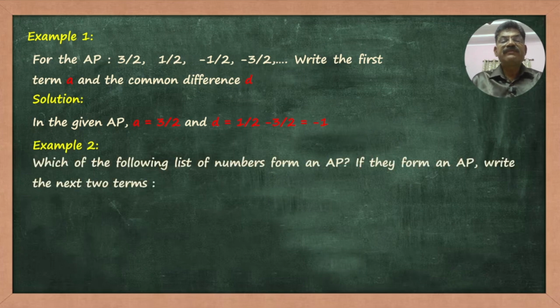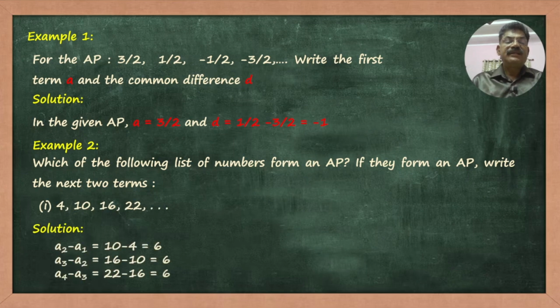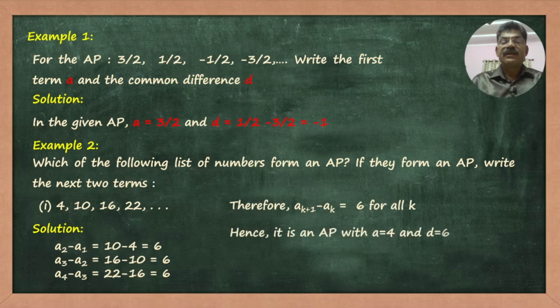Example 2. Which of the following list of numbers form an arithmetic progression? If they form an arithmetic progression, write the next two terms. First, 4, 10, 16, 22. Obviously, A is equal to 4. The first term is 4. Common difference is 6. You can easily guess. Therefore, the next two terms are 22 plus 6, 28 and 28 plus 6, 34. So, you can easily solve this simple problem.